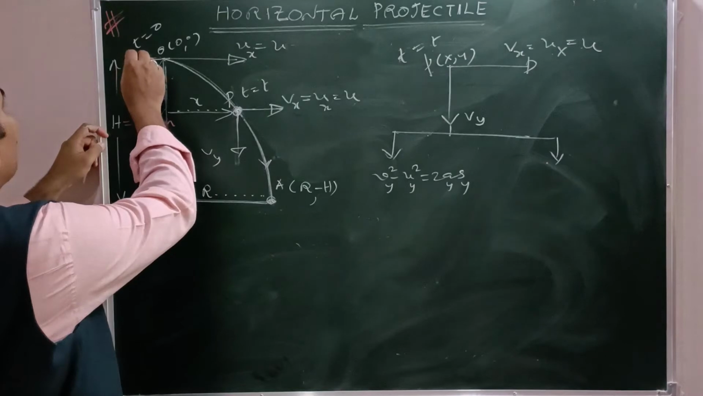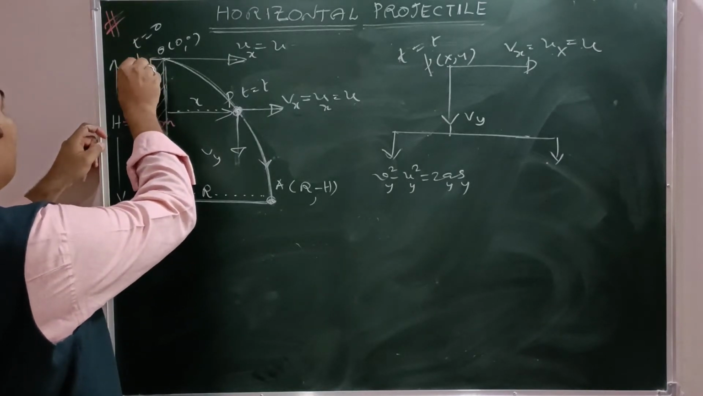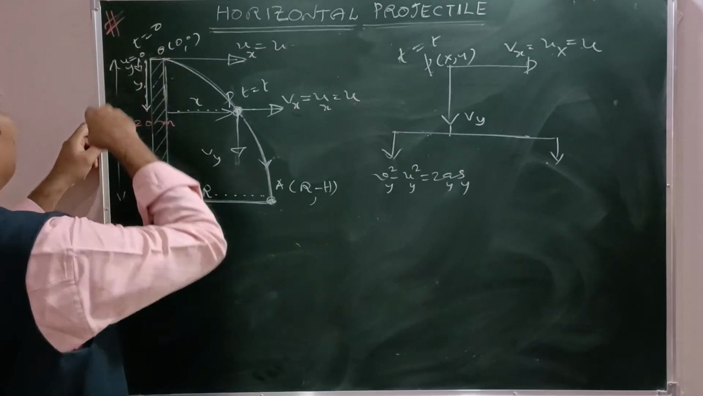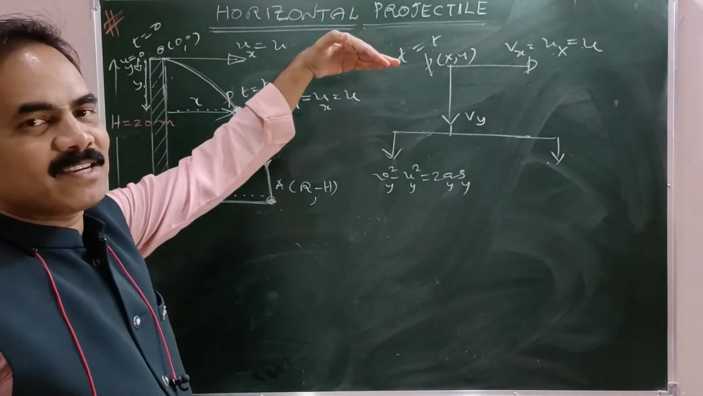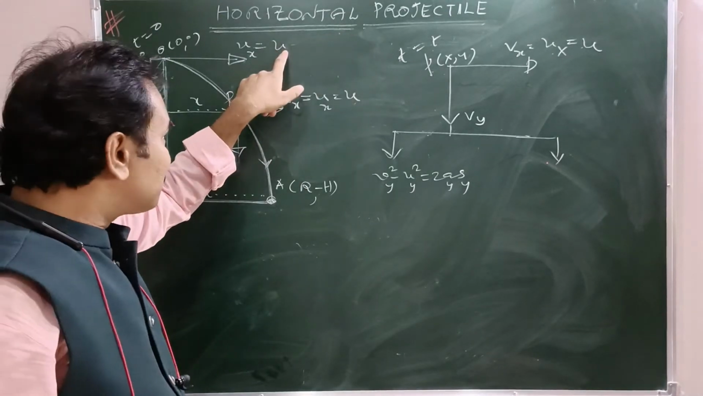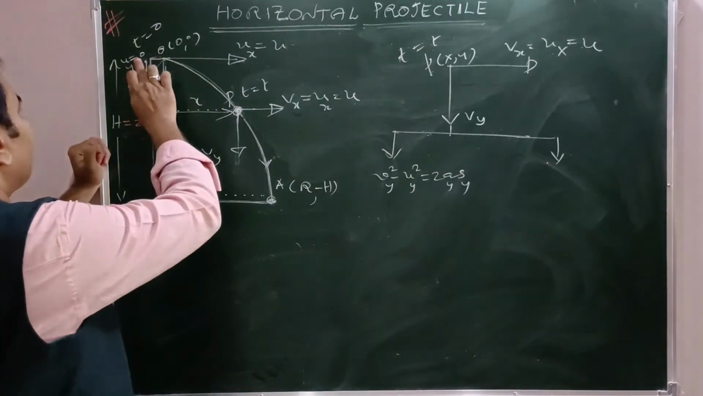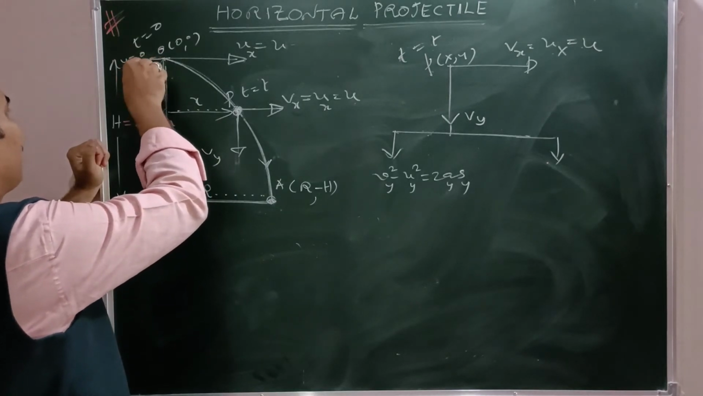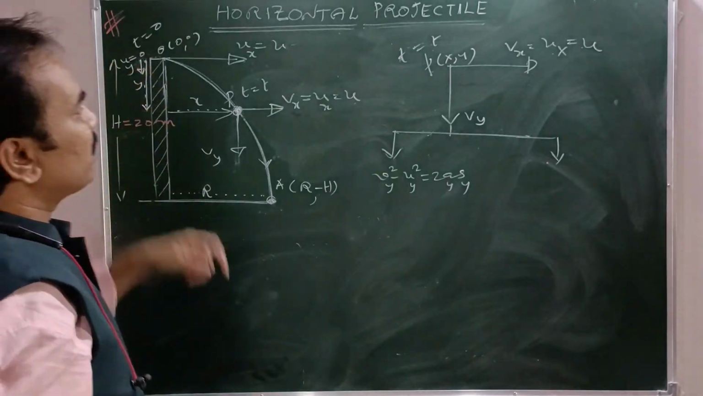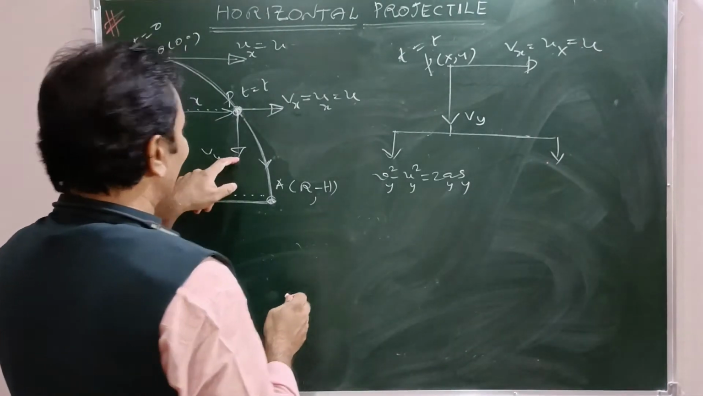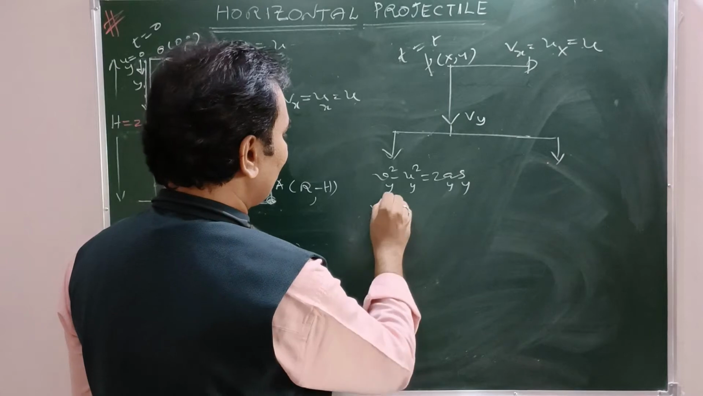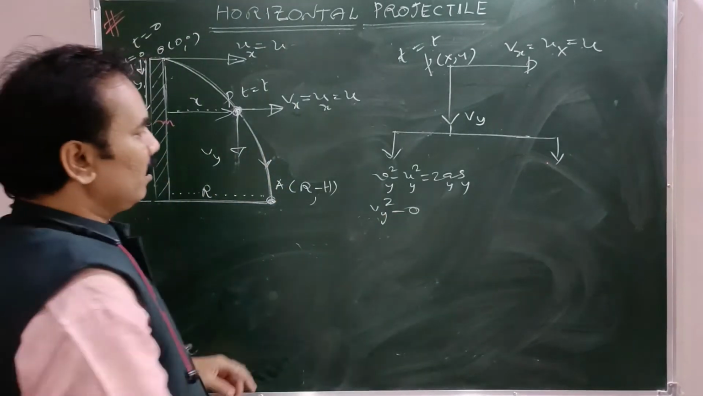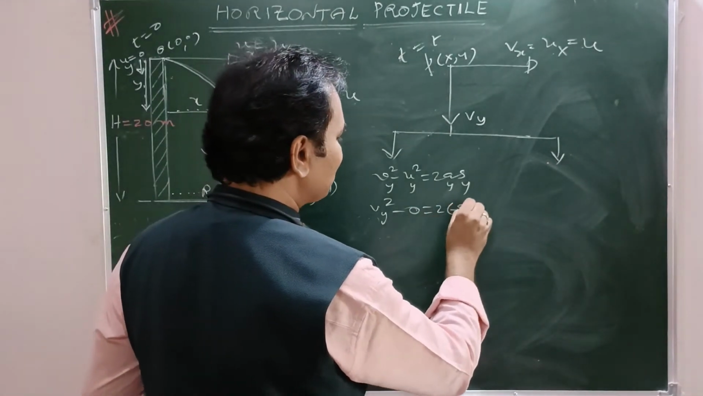What is Uy here? Uy is 0. Here Uy at the point of projection is 0. Why? Because the entire velocity is along horizontal, so perpendicular to itself, there is no component at the point of projection. So along vertical, initially velocity is 0, Uy is 0. So here Vy develops. What is Vy? Vy square minus Uy, 0 at the point of projection, equal to 2 into Ay, that is minus g.